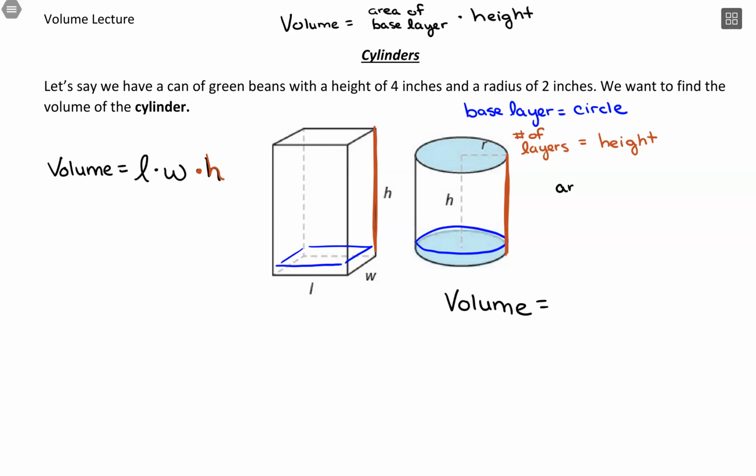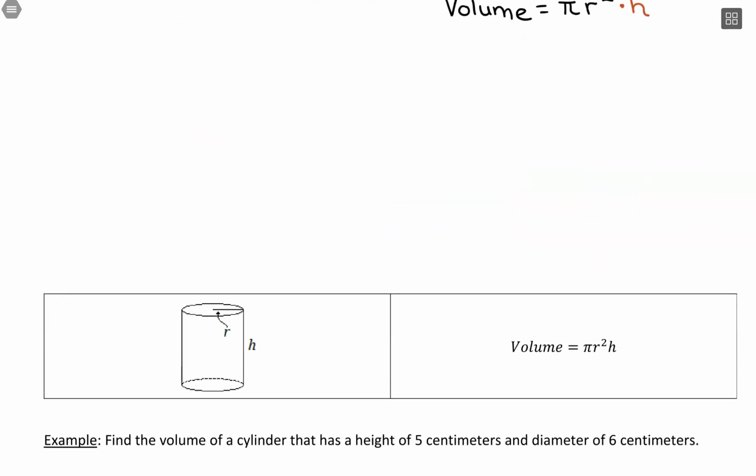So I'd want to use the area of a circle, which is pi r squared. I would take pi r squared, and that would find the area of the circle, or I could think of it as the area of the base. Then to make it three-dimensional, I want to multiply by the number of layers, which is the height. So we just multiply by height, and that makes it three-dimensional. And that right there is our volume for a cylinder. We're taking a circle, which is the base, and multiplying it by the height to see how many times we're getting that circle layer coming through.